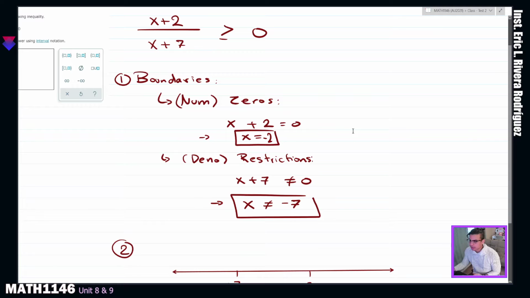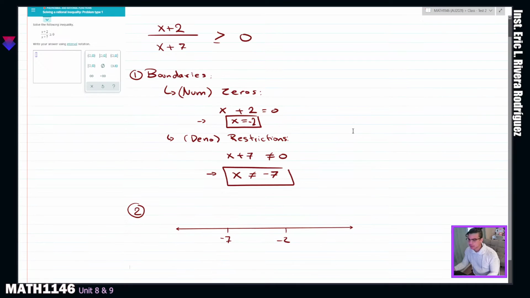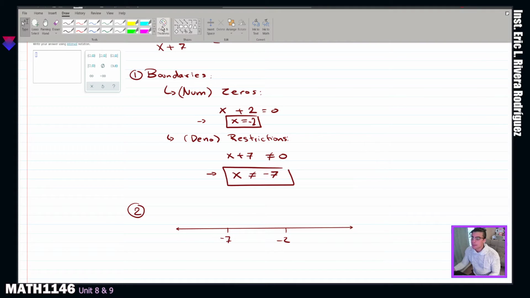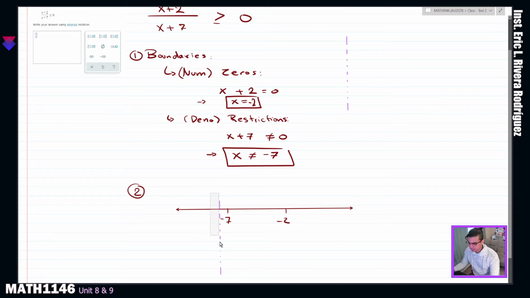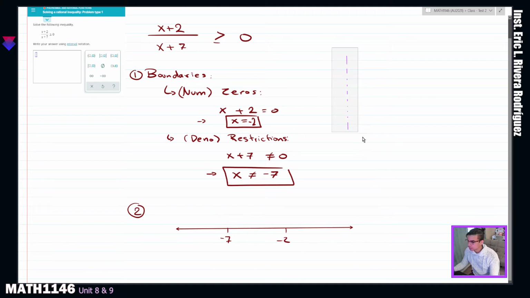I think everything is clear so far, right? So we are going to treat both -7 and -2. They are the boundaries here.